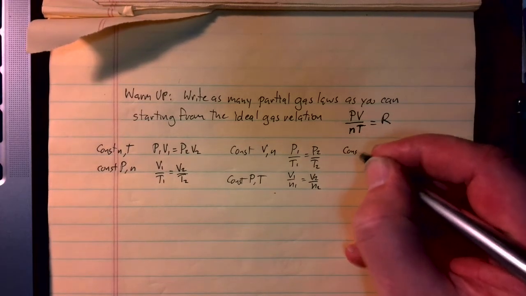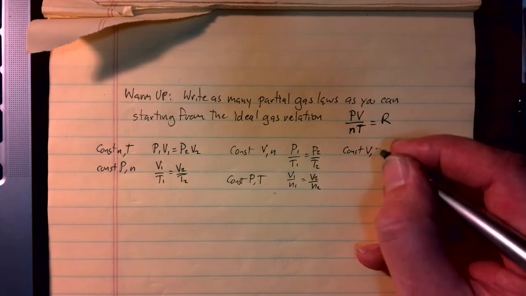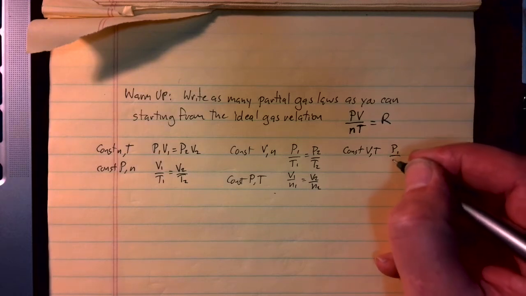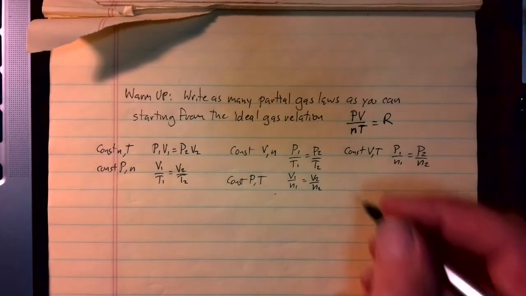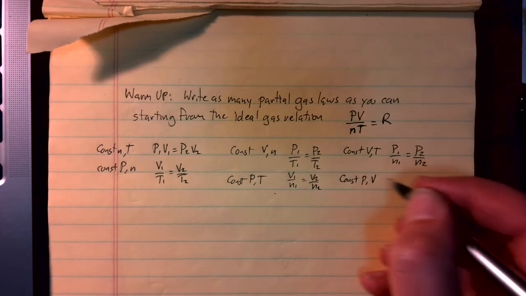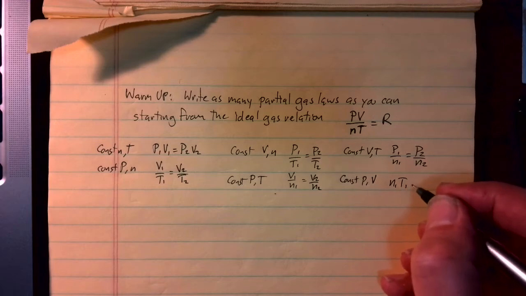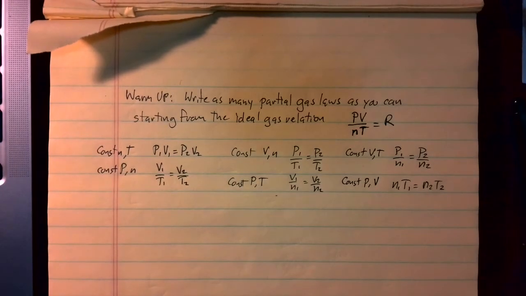You could have constant, what haven't I tried? Oh, yeah, constant V and T. And you could have P1 over n1 equals P2 over n2. That would be Dalton's law of partial pressures. And I guess you could have constant P and V, and you would have n1 T1 equals n2 T2. Not certain exactly when we'd use this, but it would be a way of cooling something down by reducing the number of particles in the system, or increasing the particles of a system and causing it to warm up.